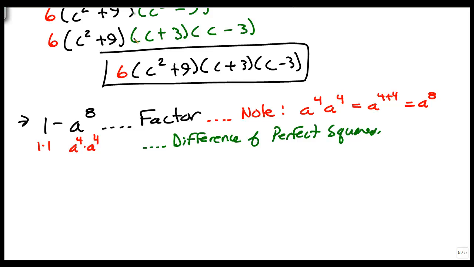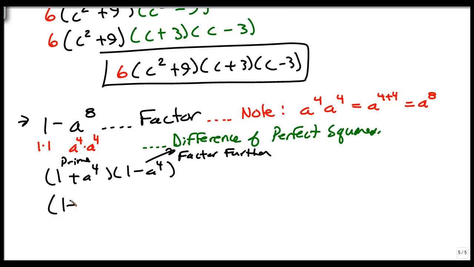And we'd write this out in factored form. Put our parentheses up. We'd have a 1 plus a to the 4th and 1 minus a to the 4th. Again, those are our conjugates. Okay, 1 plus a to the 4th is prime. 1 minus a to the 4th is the difference of perfect squares, so I should factor further.